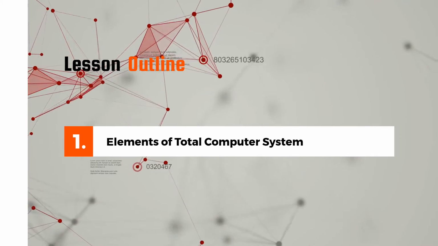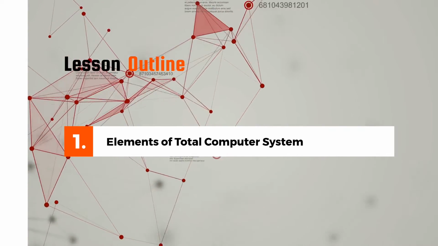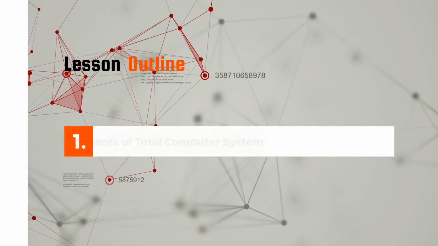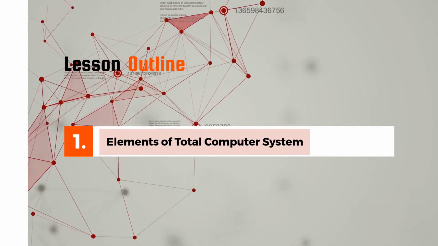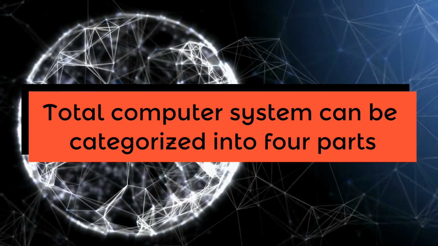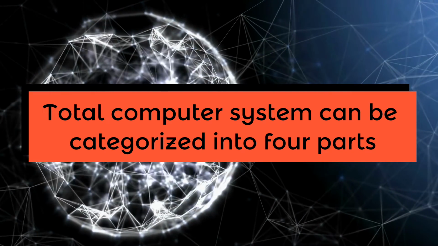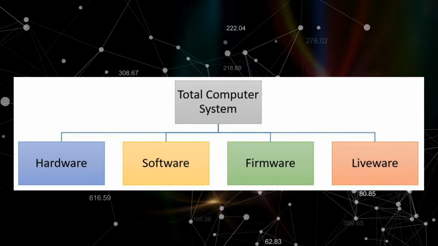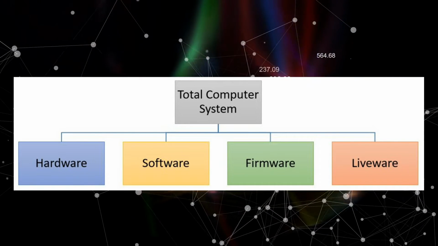The lesson outline includes the elements of the total computer system. Let's learn about the elements of the total computer system. The total computer system can be categorized into 4 parts. The 4 parts are hardware, software, firmware, and liveware.